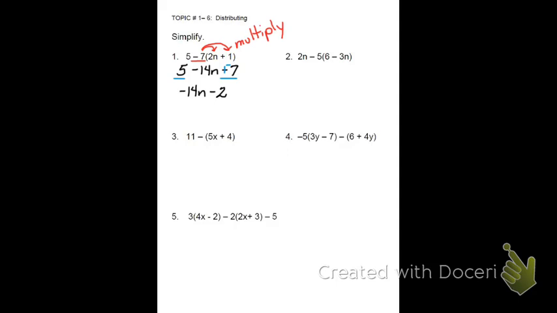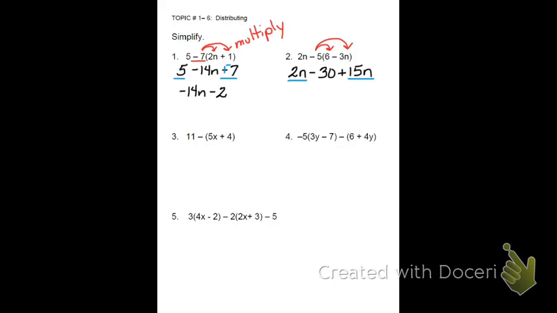Alright, number 2. If we distribute the negative 5 with a positive 6, negative 5 with a negative 3n, you would end up with 2n minus, do the multiplication, 30 plus 15n. Here's where we're going to combine like terms. These are the like terms. Leaving in your answer the numbers with variables first, so let's combine them first.